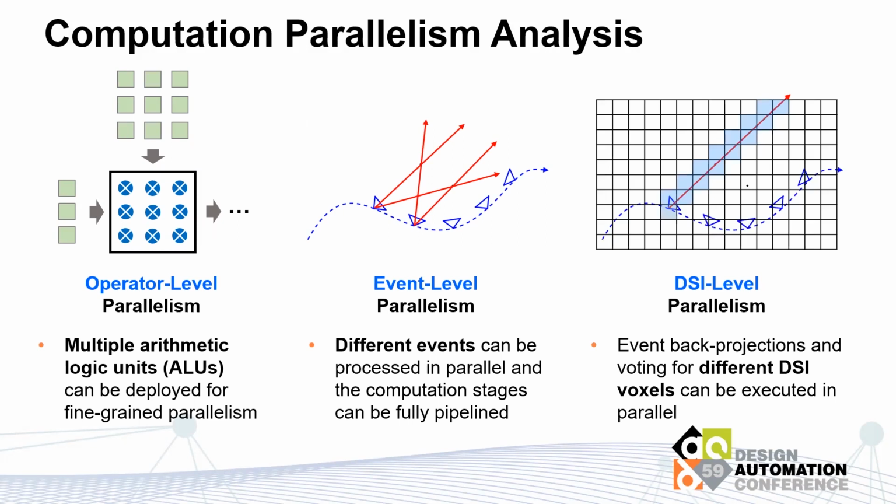The third level is DSI level. Executions related to different DSI voxels can be executed simultaneously. We use these three levels of parallelism to get the Eventor architecture design.